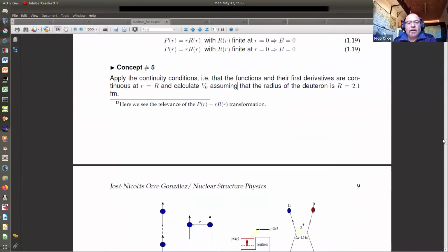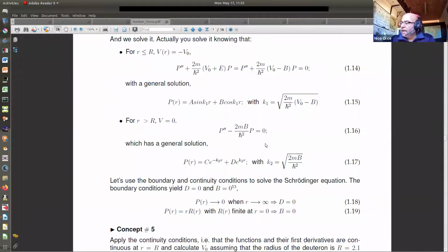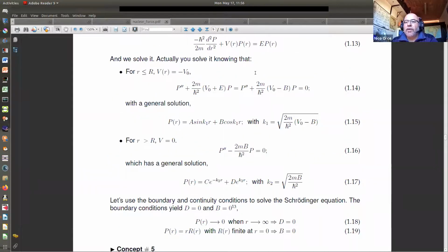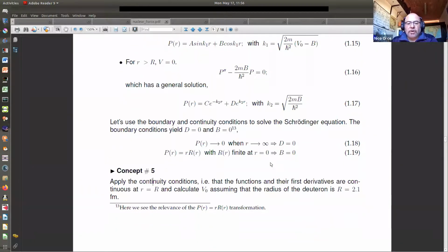And I want this to be written as an assignment, the full calculation. And this is due on Monday at 11 o'clock. So solve and calculate this concept 5 here for you to remember. And it's clearly now stated: apply the continuity conditions and calculate what is V naught at that radius. So there is some development of the problem, but the rest you need to do yourself.